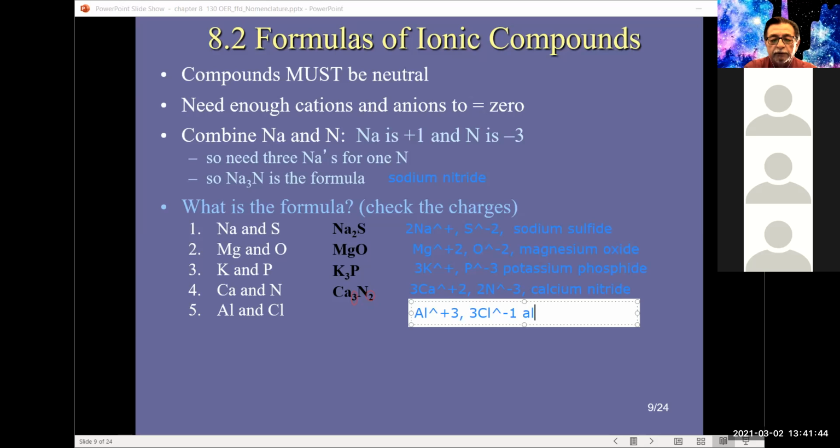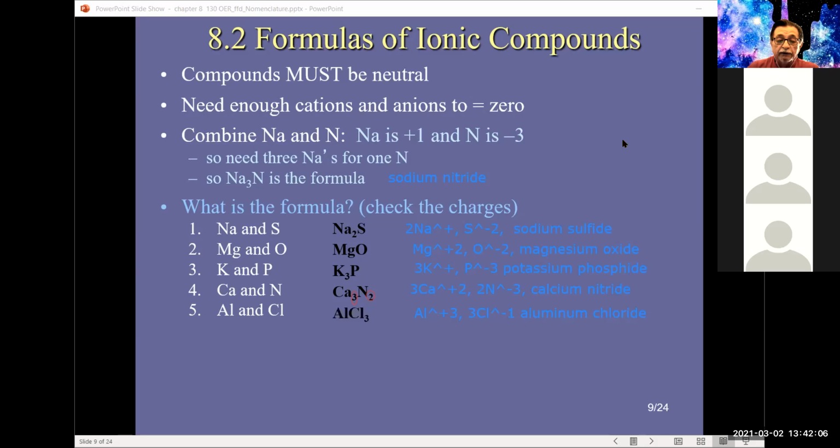And the name is simply aluminum chloride, not chlorine. Chlorine is the element. It's now become the ion, in this case, the anion. Okay. So the name is aluminum chloride, AlCl3.